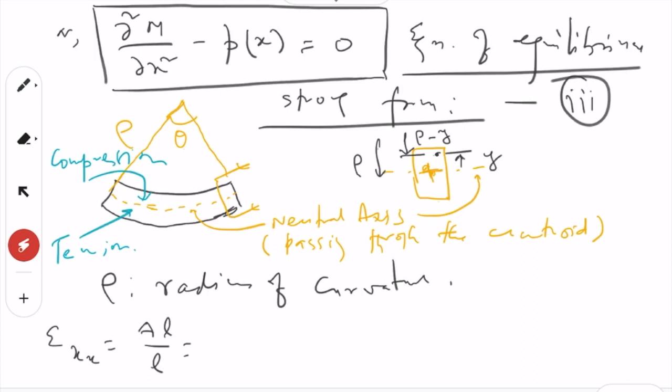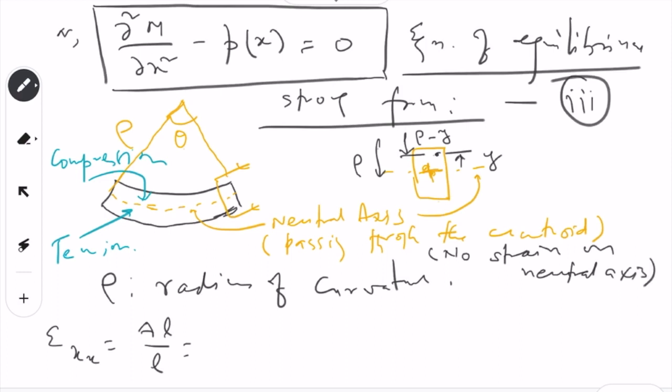Initially, all of them would be like this, so the neutral axis will have no deformation. So you can say no strain on the neutral axis. All these conditions we will get later on, but we are writing upfront so that we can relate later on. So this strain will be delta L, the change in length at this point.